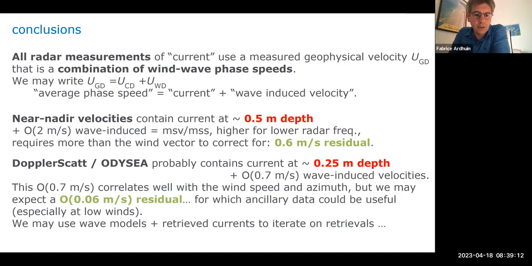Of course, this is just the first steps of working with DopplerScatt data. Maybe later on we'll have models that can compute wave spectra over these currents and maybe iterate to get a more refined estimate, but that's something we need to think about more in the future. So that's pretty much all I have. Maybe I was a bit too fast on some things, so let me know.